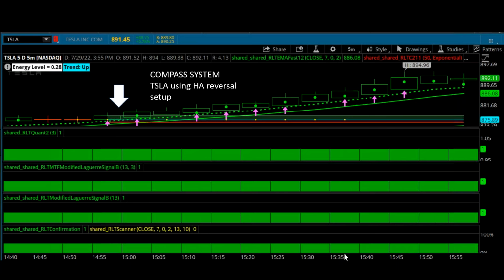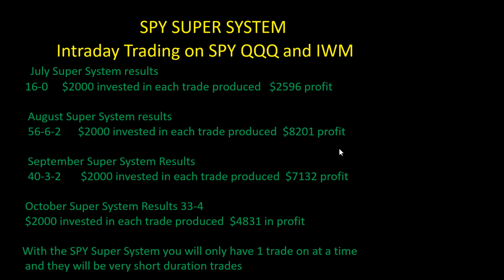And this one I've taken off. I'm going to show you a different setup for this. I don't use this one anymore. Okay. Now, two different kinds of trades that we take in the room. We take these SPY super system trades. This is the methodology trading the Qs, the SPY, and the IWM. We call it the SPY super system.